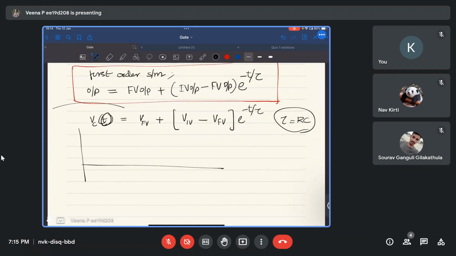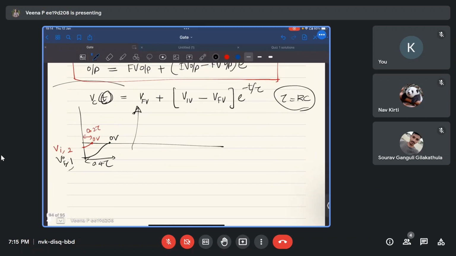I'll draw it once more. When the capacitor initial voltage was Vi1, it will reach 0 volt at 0.4 tau. When it was the second case, the initial value is Vi2. It will reach 0 volt at 0.2 tau. So these two conditions will equate in this given equation.